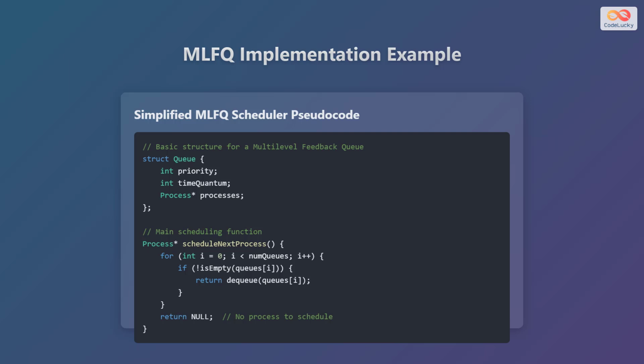Let's take a look at a simplified multilevel feedback queue scheduler, using pseudocode to understand how it might be implemented. Here is a basic structure for a multilevel feedback queue. This includes the priority, time quantum, and the processes associated with the queue. This is the main scheduling function, which iterates through the queues and returns the process with the highest priority.